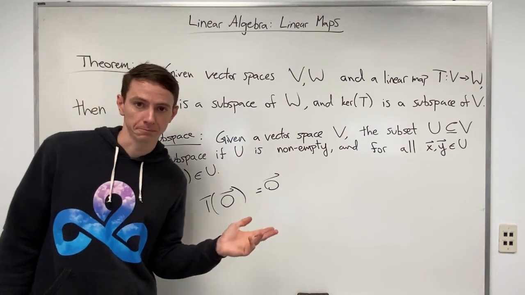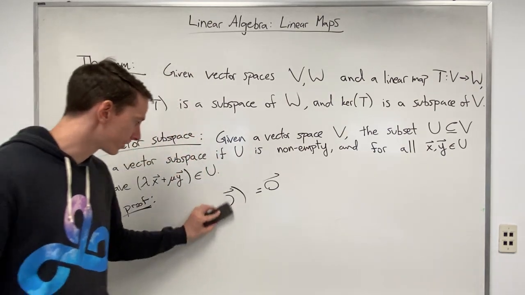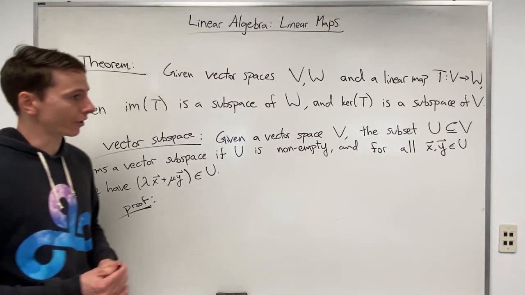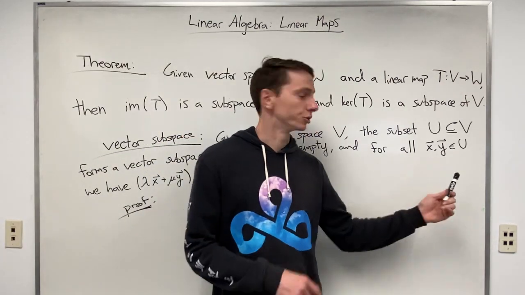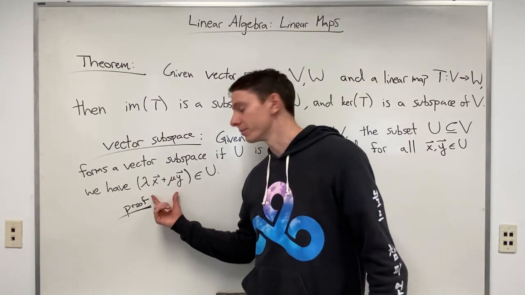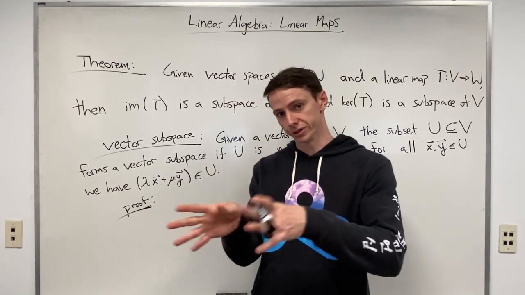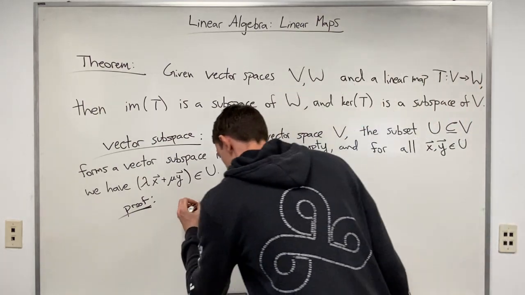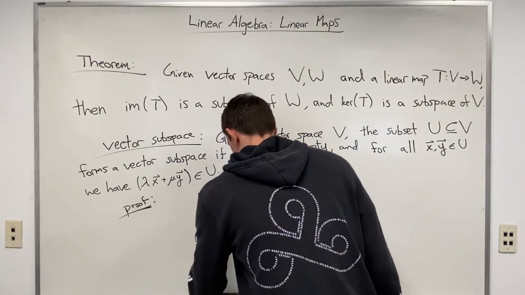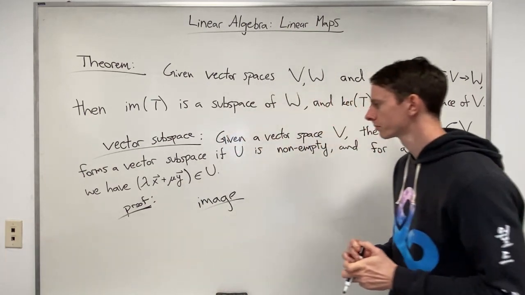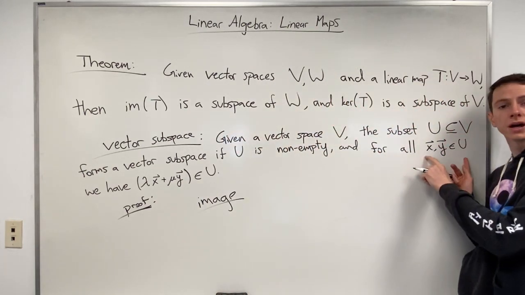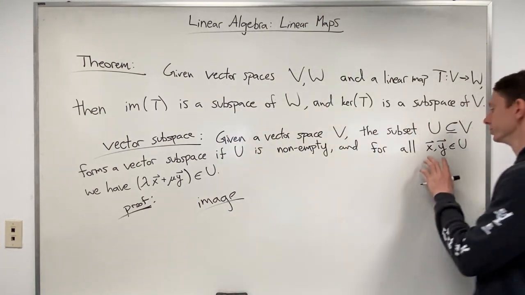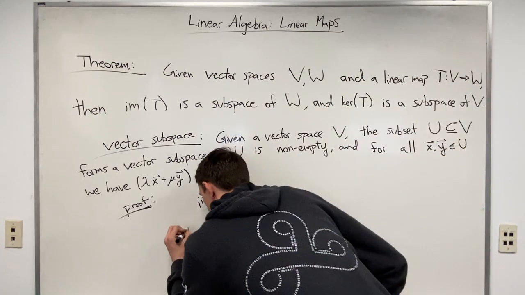at least non-empty. So now what that means is that for the rest of the proof, all we really have to show is that for any two elements in the image or the kernel, any linear combination of those two elements is also in the image or the kernel. And we're going to go through both. Let's start with, doesn't matter which one, the image. So if we have any two elements in the image, and maybe we can call those, just to use the same notation, X and Y.